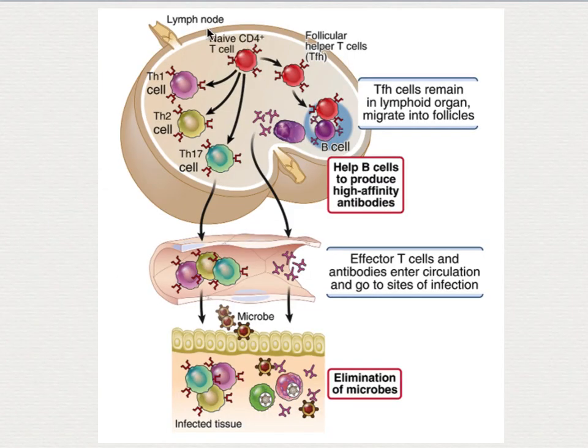So if a tissue is exposed to a parasite or to a fungus, then the dendritic cells that take up part of these organisms will tell the naive CD4 positive T cell in the lymph nodes that it needs to develop into a Th2 cell or a Th17 cell. That will then start to proliferate, divide, go into the blood and move to the tissue to help out with elimination of microbes.